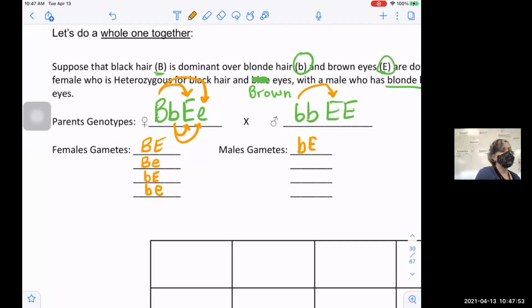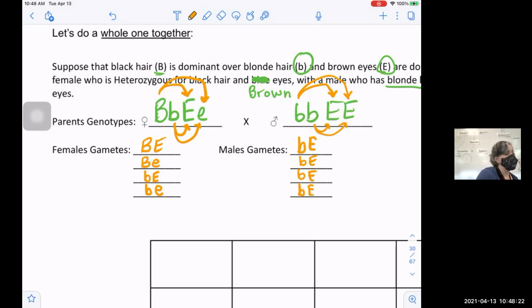So even though he's homozygous, so he can only make little b, big E, he's still going to make 4 of them, okay? Yes, they're all going to be the same because he's homozygous. So all of his gametes are going to be the same, but I still want you to write them out because when you fill in the Punnett square, you still need 4 gametes from dad.